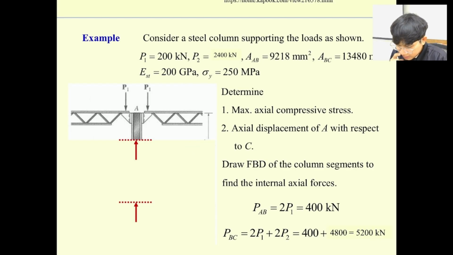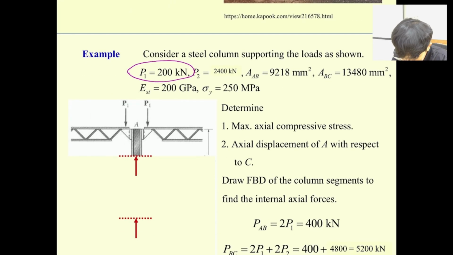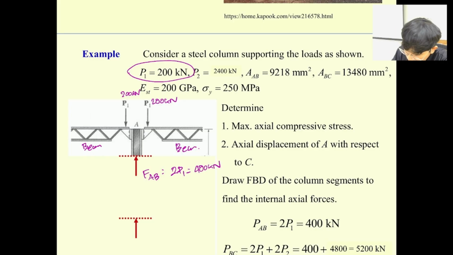Okay, for the x-axis, you can see that P1, which is from the roof over here, we have 2 P1 from both beams. P1 equals 200 kilonewton. This one is also 200 kilonewton. So the reaction of this, FAB, is going to be 2 P1, which is equal to 400 kilonewton.